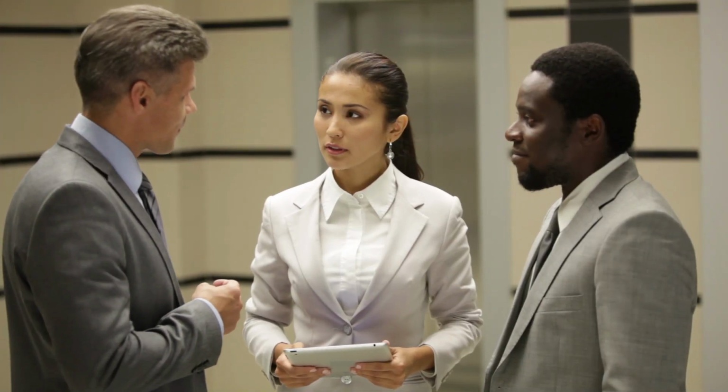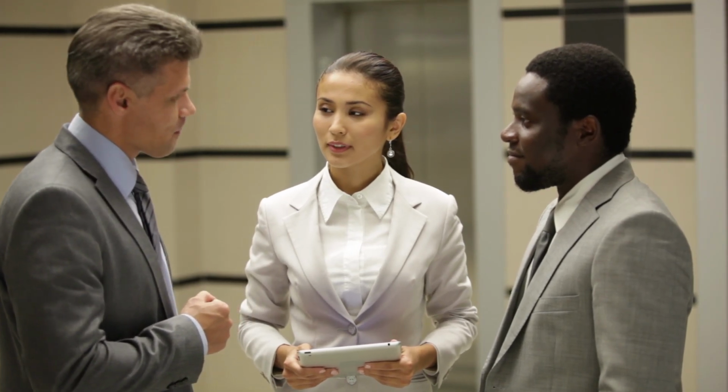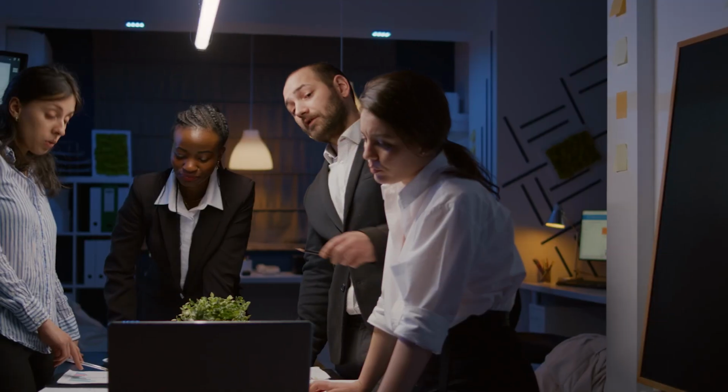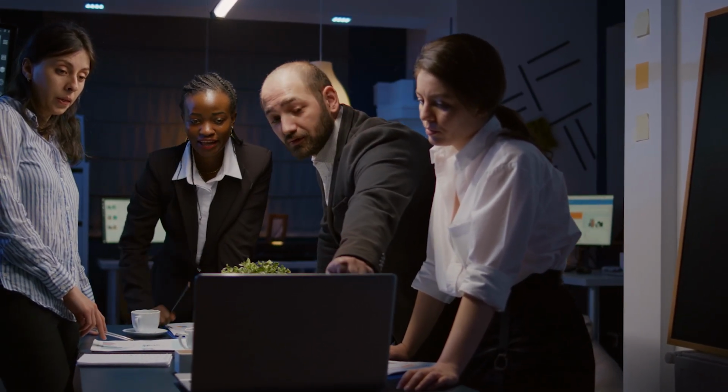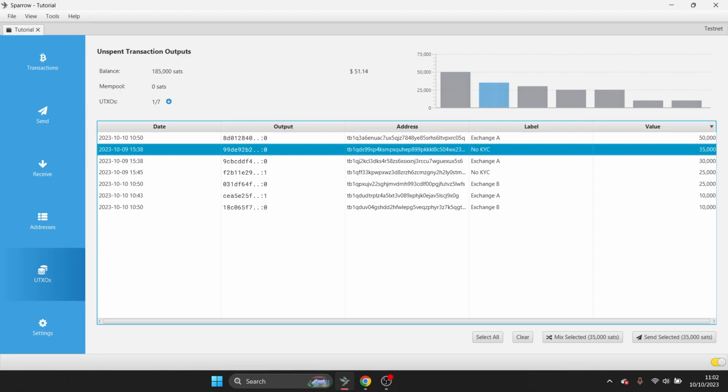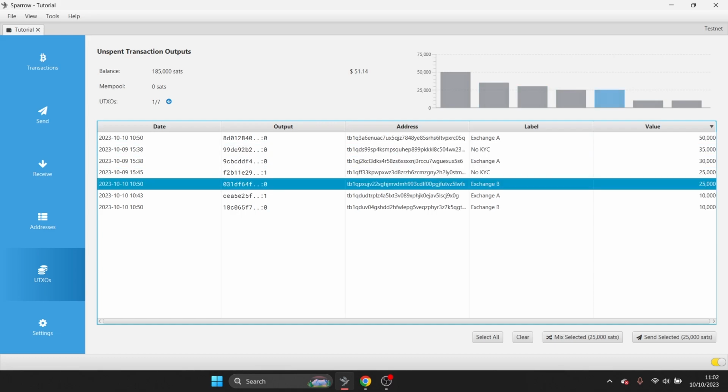Now, why do UTXOs matter? If lowering your transaction fees or maintaining privacy around your spending habits and wallet balances is important to you, you're going to need to learn how to manage your very own UTXOs. For this example, I've sent some Bitcoin to different wallet addresses. I've labeled mine no KYC and exchange A and B for a reason that I'll explain later.